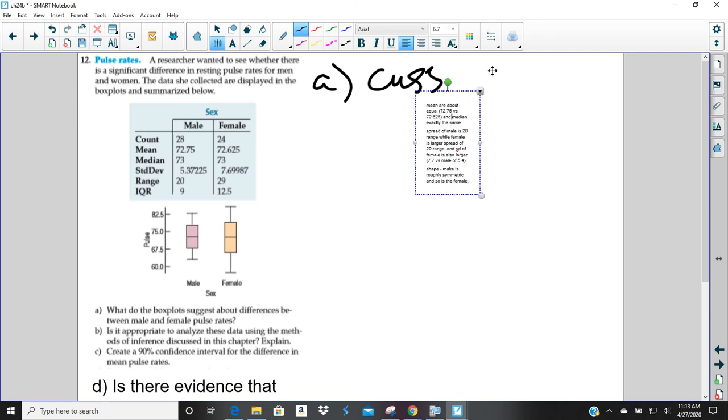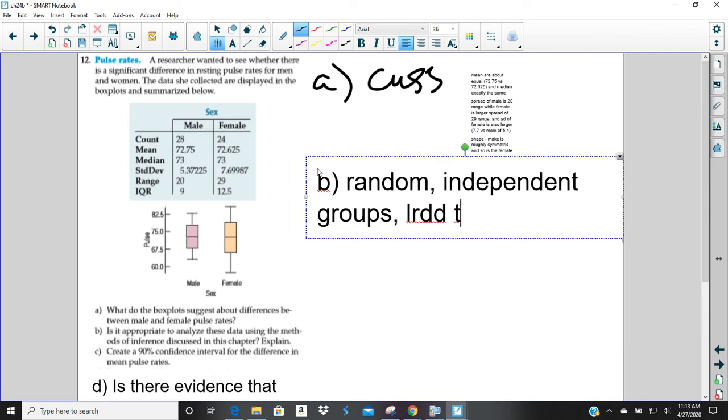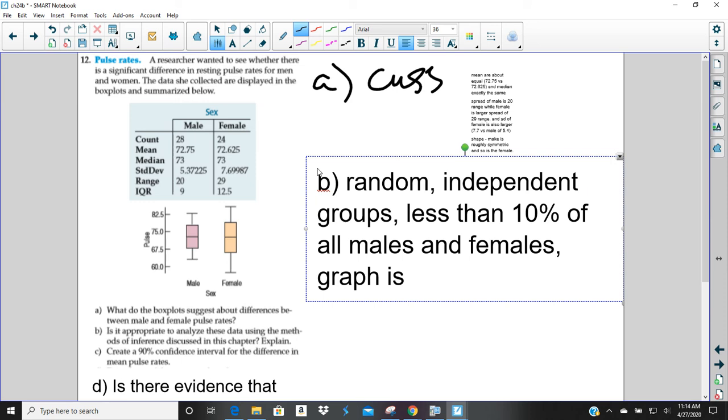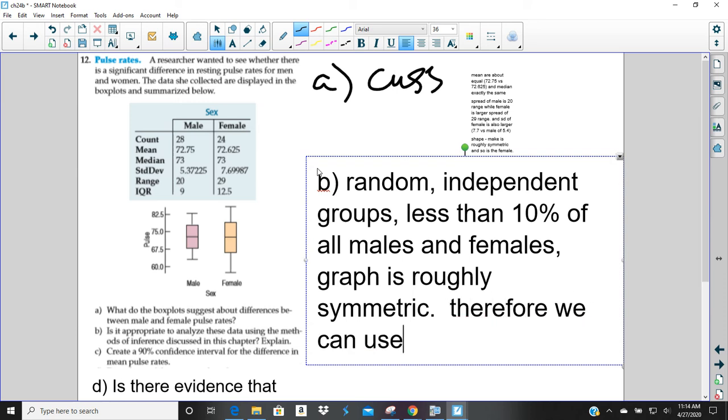Move over here. Okay. B. So we have random. We have independent groups because male are not the same as female. We have less than 10% of all males and females. And the graph is roughly symmetric. You don't have to worry about the unimodal because the number is over 15. Okay, so therefore we can use, we're jumping on to C, a 2 sample T interval.